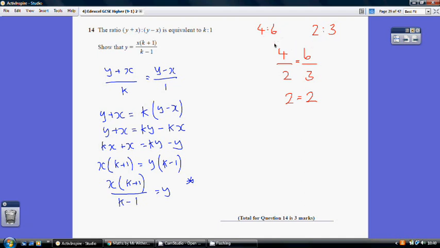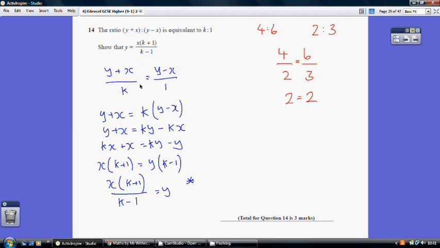Now if I pop these ratios on top of each other, so there's your 4 to 6, and divide through by the 2 to 3, they are now equal to each other, because 4 over 2 is 2 and 6 over 3 is 2. So if I just divide one equivalent ratio by the other, they become equal to each other. So I can say that y plus x to y minus x, divided by k to 1, equal each other. Once you've got this far, this is fairly straightforward.